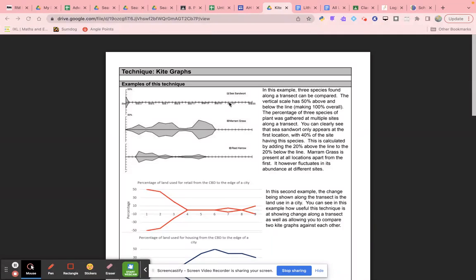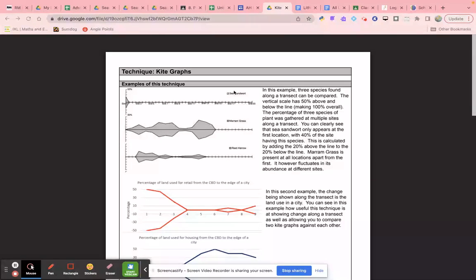The second thing is you have to have gathered your data or converted your data into percentages. So we're looking at the percentage of something along a line transect. For example, in this first example here, we can see that the data has been gathered for 3 different species of plant. And we've started at one location and we've traveled to a further distant location called site 20, and therefore we've probably stopped 20 times. So there's 20 sample locations.